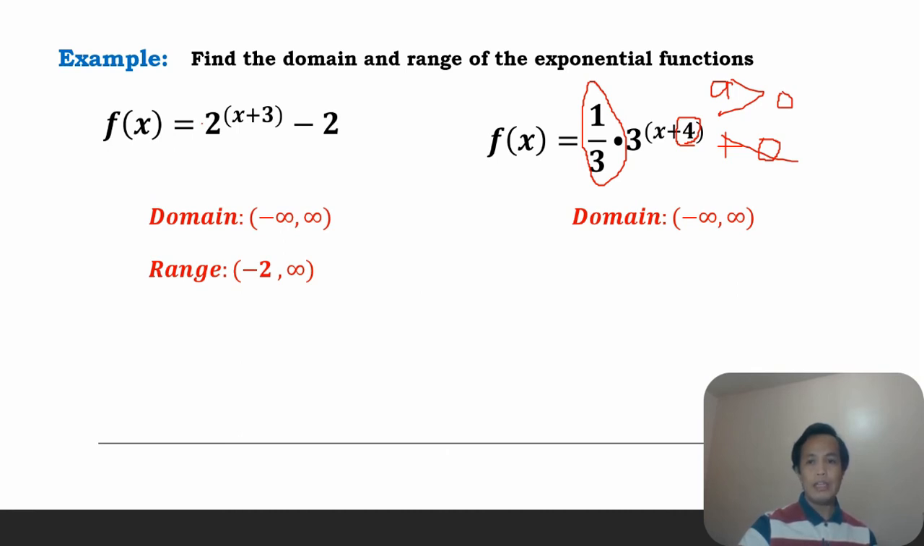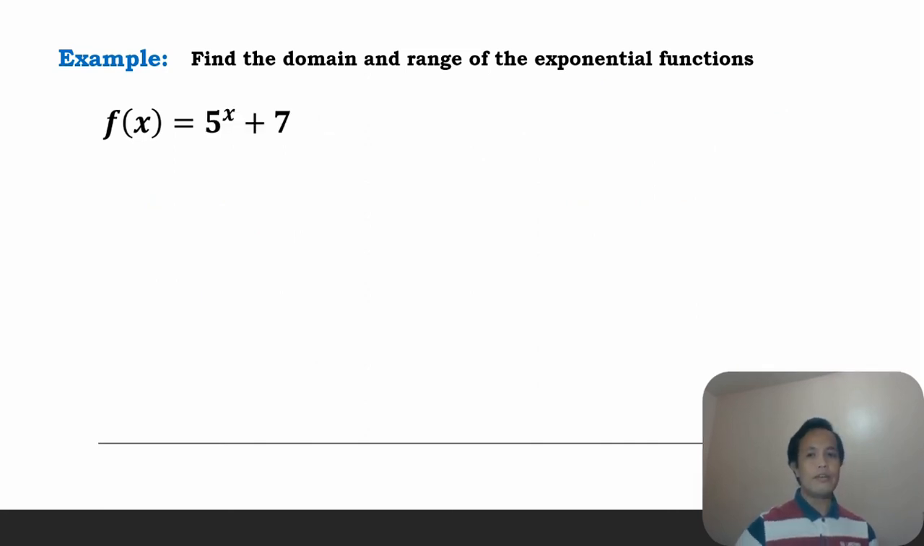So if a is greater than 0, our range is from 0, which is the k here, since it is not specified in the function, to positive infinity. We follow the second rule. Let's proceed to another example.